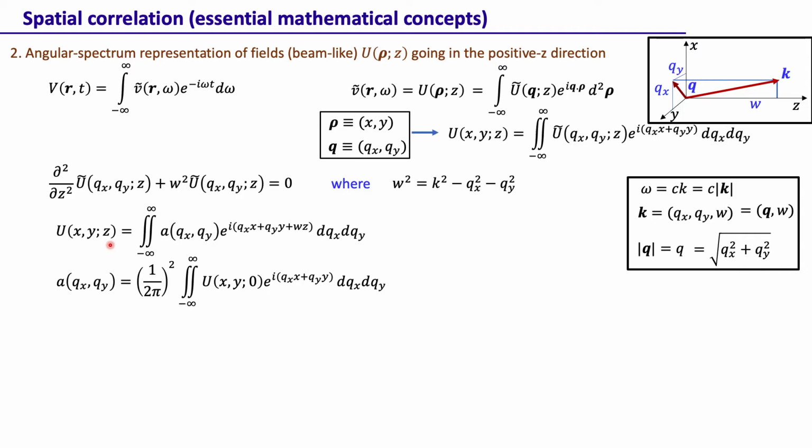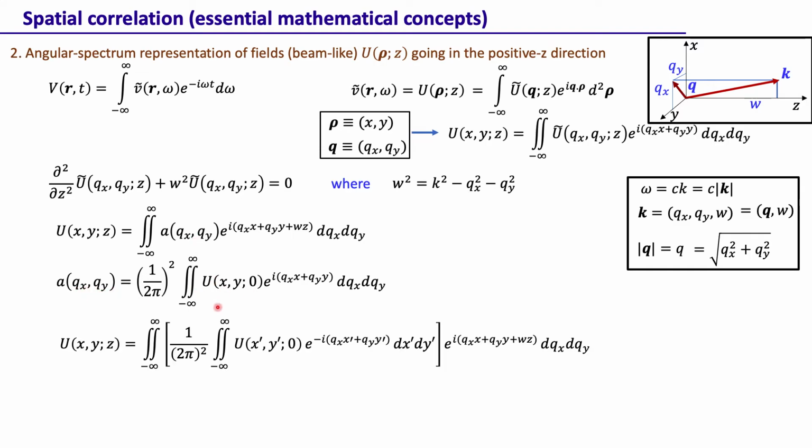So, let us do that. This is what we have for the u at any z, and the a we have written in terms of the field at z equal to 0. Now if you want to calculate the field at z, we just substitute this expression in there, and that basically gives us the field at x, y at any z. This a, q_x, q_y, when we substitute this expression in here, this is what we get.